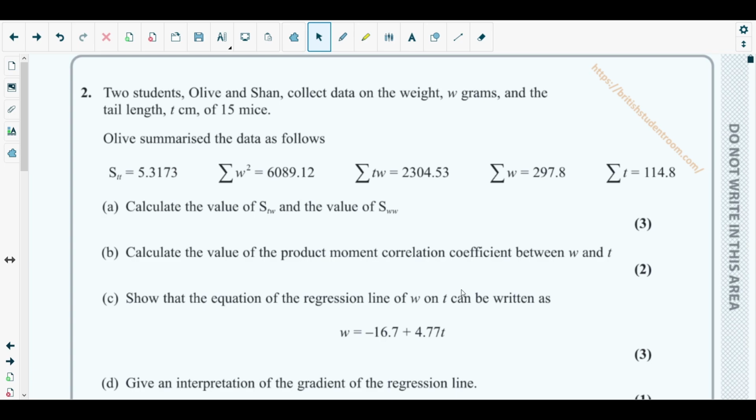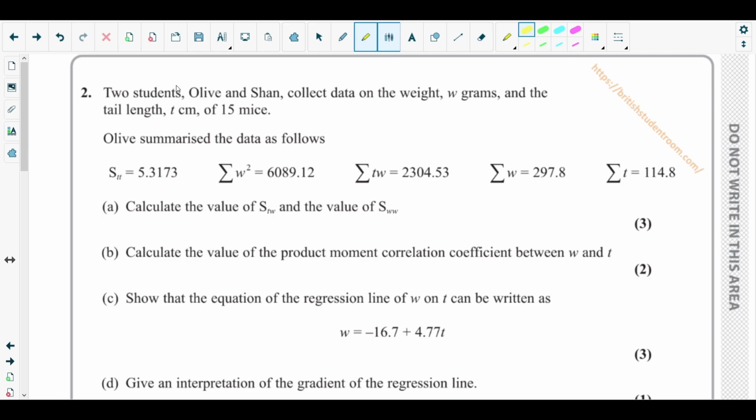In order to be able to solve this question and understand the solution, you should have done chapter number 5 and practiced questions from that chapter. So let's get started with question number 2.